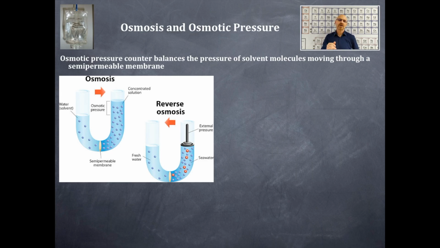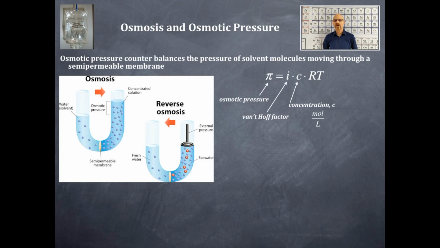Osmotic pressure counterbalances the pressure of solvent molecules moving through a semi-permeable membrane. And this is the equation for this. Okay, it's pi equals iCRT. Now, pi is not 3.14, but it is just the osmotic pressure right there. i is the Van 't Hoff factor. We've discussed that already before.